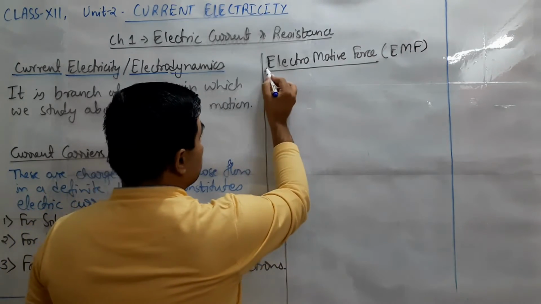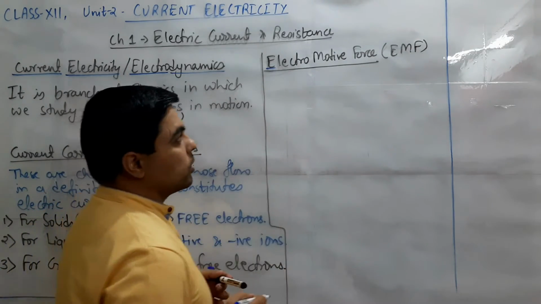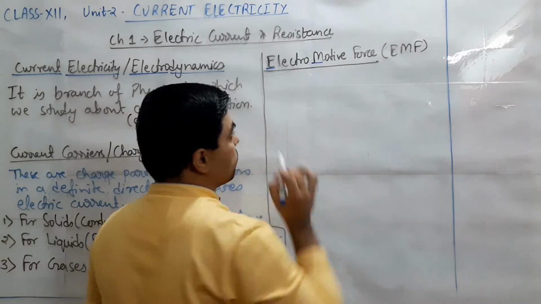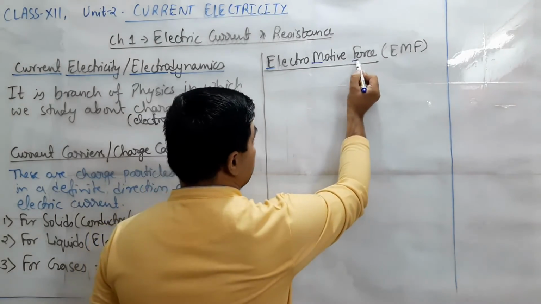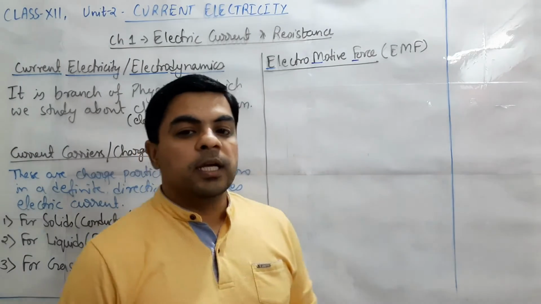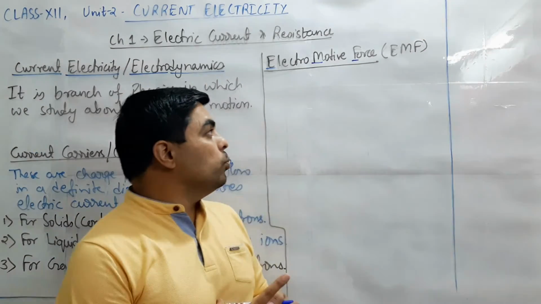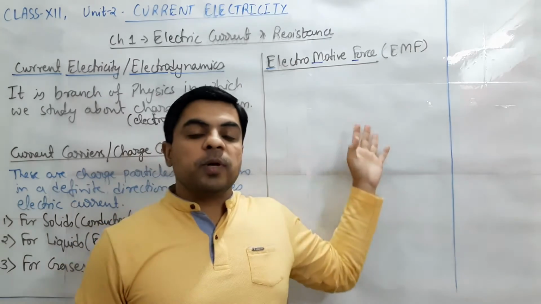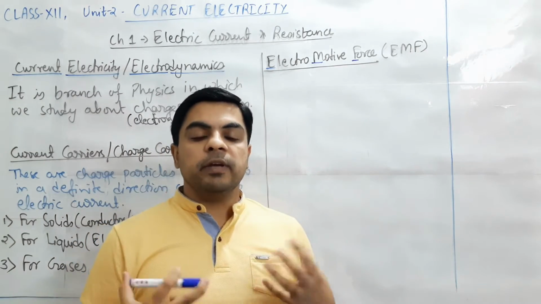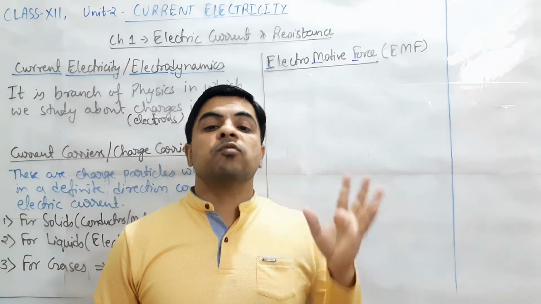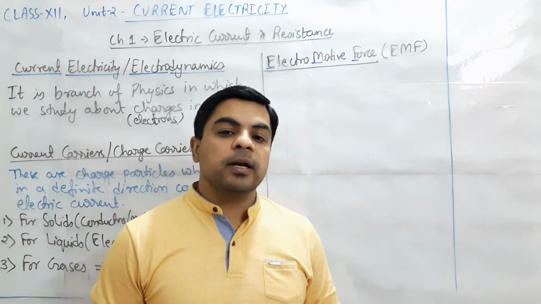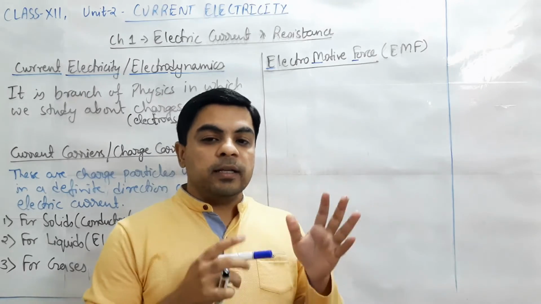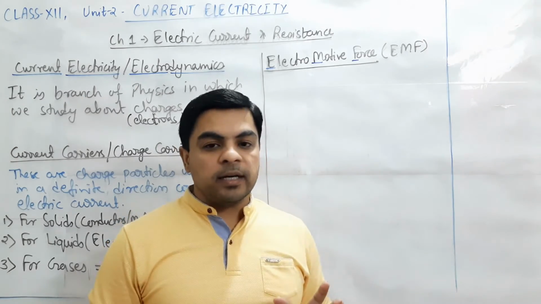Electro is used for electron or electric charges. Motive is used for motion. They should be in motion in a definite direction, and for this some force will be required. So to bring all the randomly moving charged particles in a definite direction, we need a source which will exert force on those particles and make them move in a definite direction, and that will cause electric current after that.